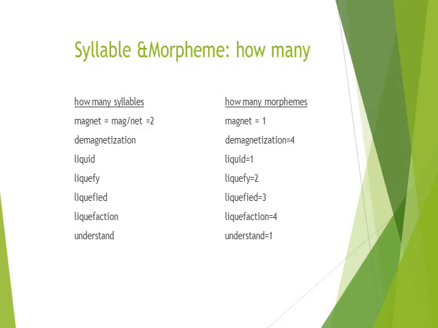And then in liquid, we have 2 syllables, and the number of morphemes there is 1. Liquefy, 3 syllables, and we have 2 morphemes there: liquid and then fy. The fy is used to turn words into verbs. So you have things like crucify, mortify, notify, and so on.